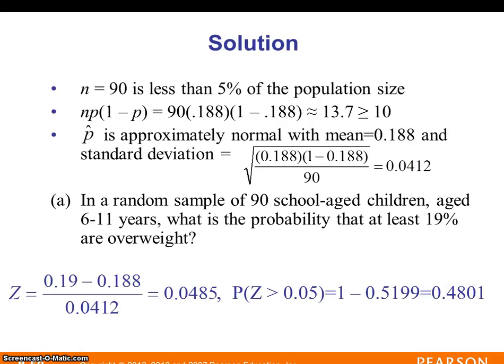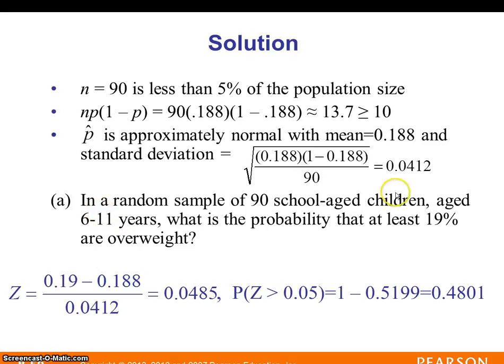Again, you should double check a couple of things, right? That the sample is less than 5% of the population. Again, double check this, and that n times p times 1 minus p is greater than or equal to 10. If those two conditions are met and the observations are independent, you can use this formula for the standard deviation. And that gives you 0.0412.